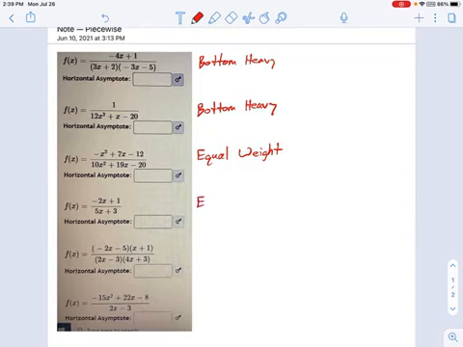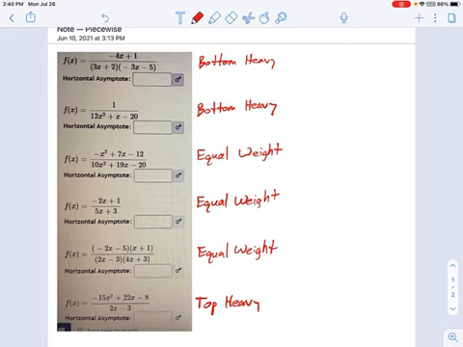The next one, also equal weight, right? They're both x. And the next one, also equal weight, right? It's two factors of x on the top, two factors on the bottom. This last one in the list is top heavy. This kind of went in a nice order, but it won't always be that way. This problem rotates around.